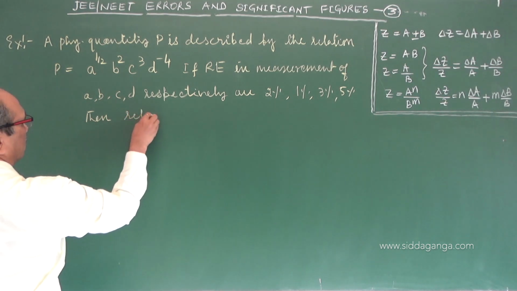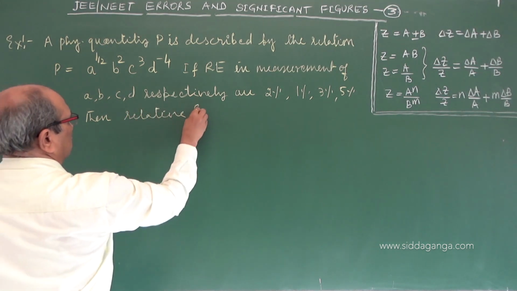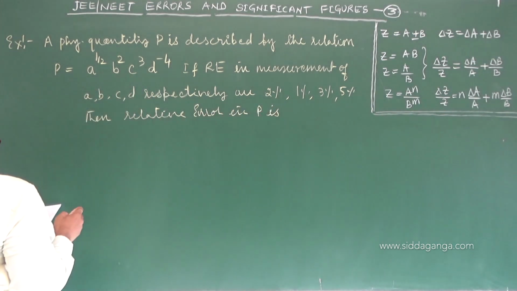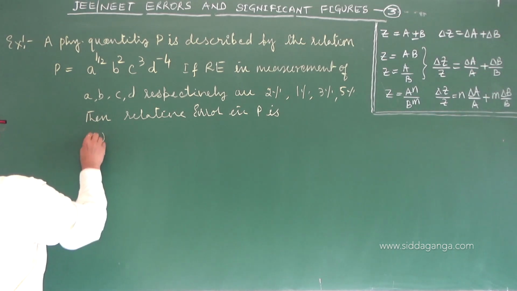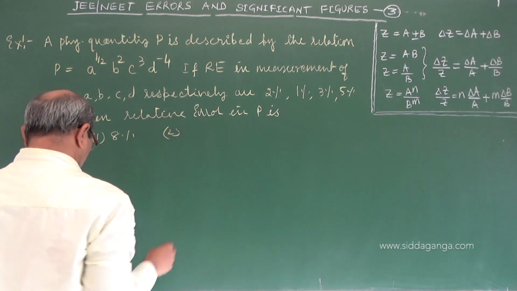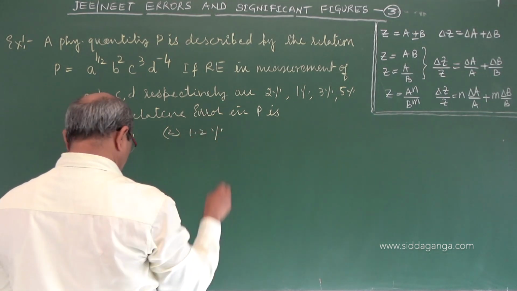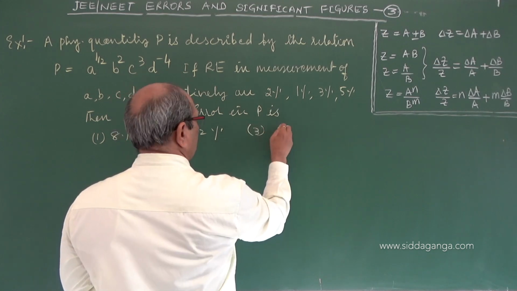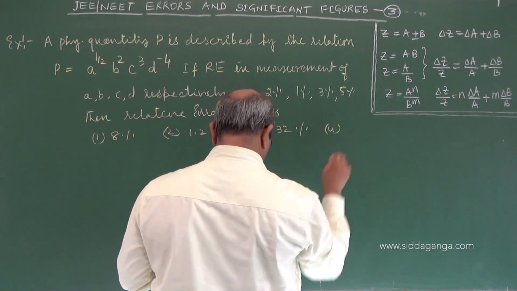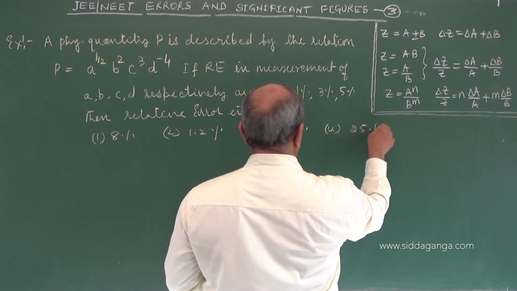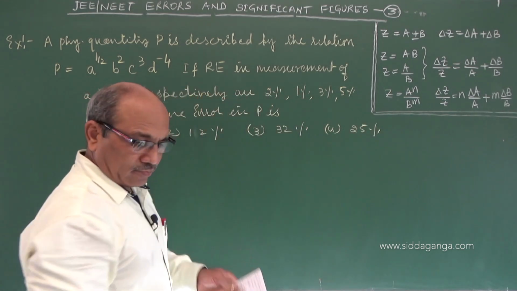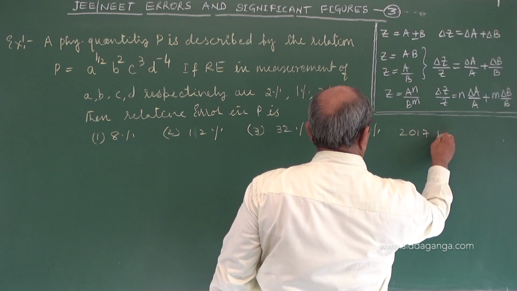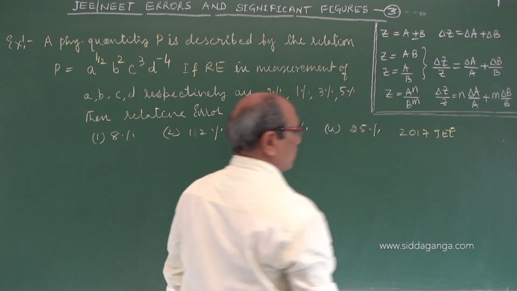Then the relative error in P is, 4 options: 8%, 1.2%, third one 32%, fourth 25%, it is 12%, right. This question appeared in the 2017 JEE paper.